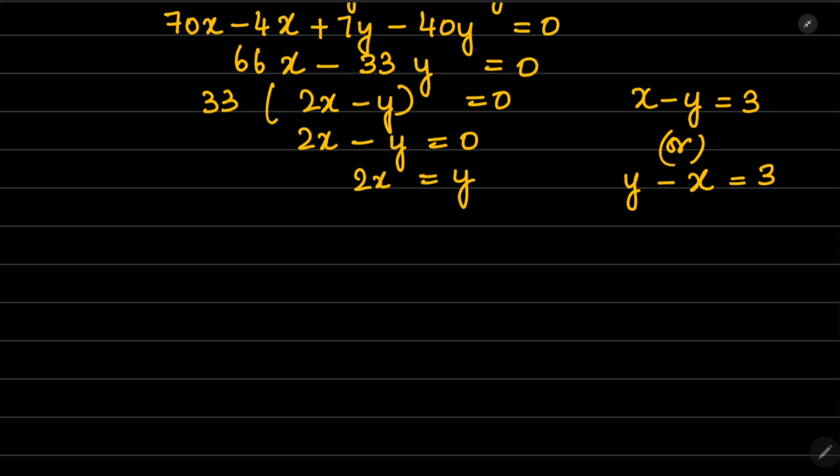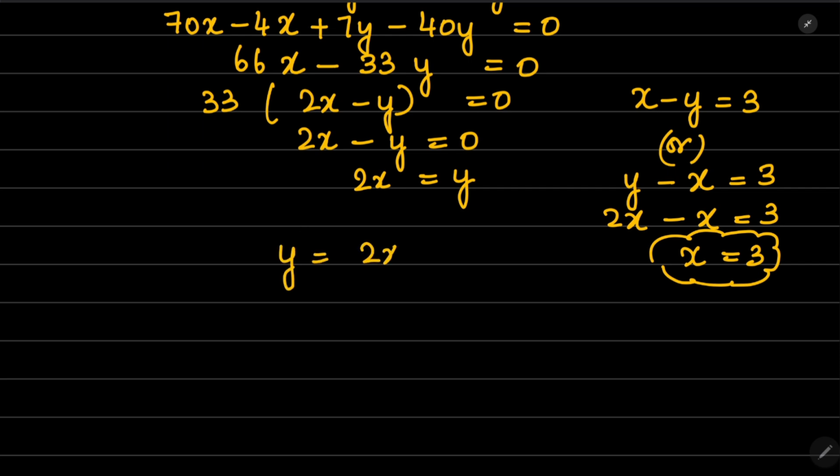Right? What is your y? y is nothing but 2x. So 2x minus x equal to 3, or x is nothing but your 3. So x equal to 3, right? So what will be y? y is equal to 2x, which is 2 into 3, which is your 6.